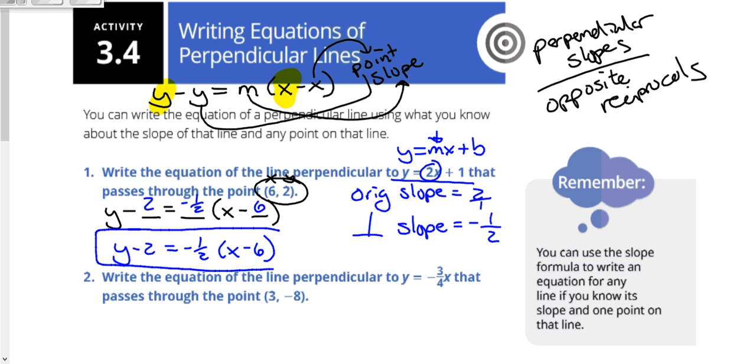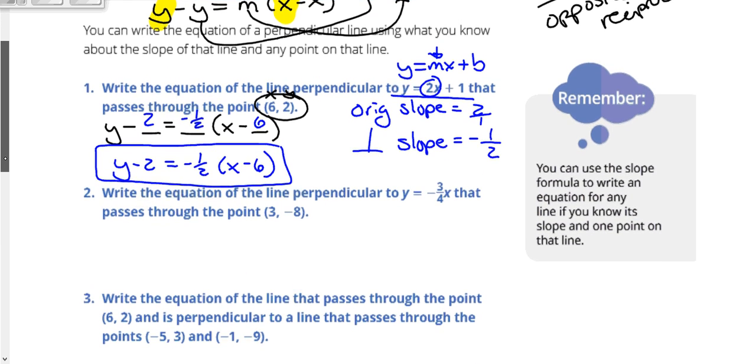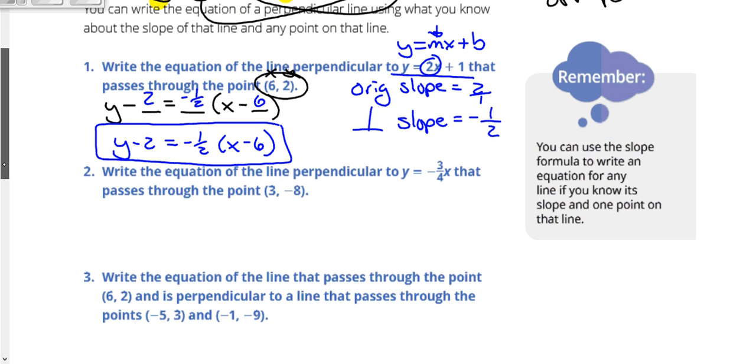And that's it. You don't have to do anything more. You don't have to put it into slope-intercept form. You can leave it in point-slope form. If they asked for it in slope-intercept form, then you would have to just distribute the negative 1/2 and then add the 2. So you could rewrite it, but point-slope is perfectly okay. All right, so let's do another one here.